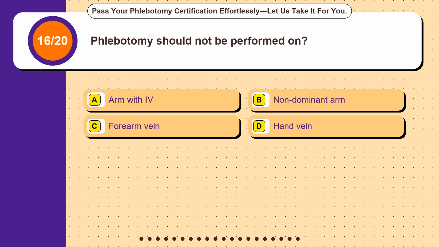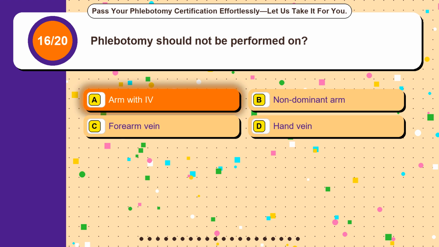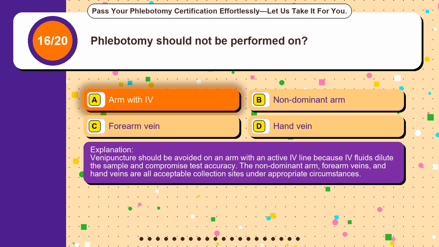Question 16. Phlebotomy should not be performed on: Option A, arm with IV. Option B, non-dominant arm. Option C, forearm vein. Option D, hand vein. The correct answer is option A, arm with IV. Venipuncture should be avoided on an arm with an active IV line because IV fluids dilute the sample and compromise test accuracy. The non-dominant arm, forearm veins, and hand veins are all acceptable collection sites under appropriate circumstances.